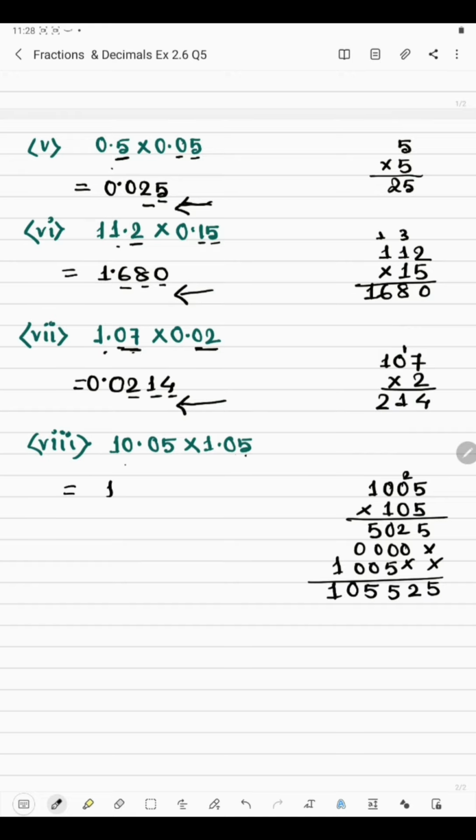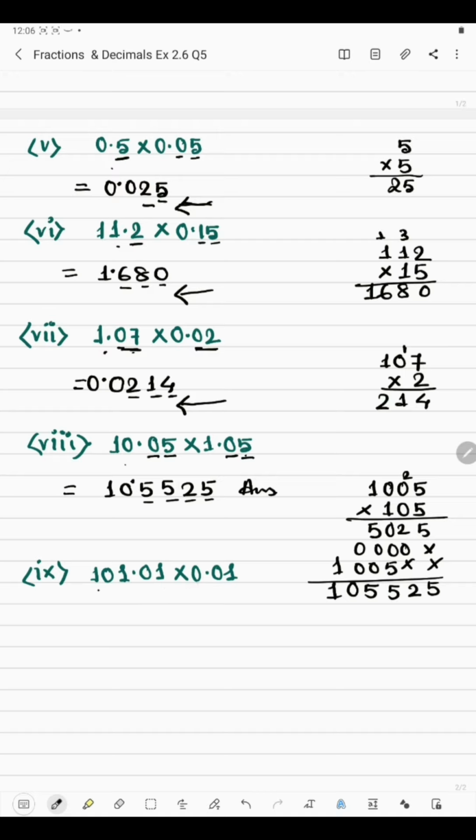So the answer will be 105525. Now here after the decimal there are 2 digits and here also 2 digits, so here there will be 4 digits. So 1, 2, 3, 4, the decimal point will be here. So the answer of the eighth part will be 10.5525.